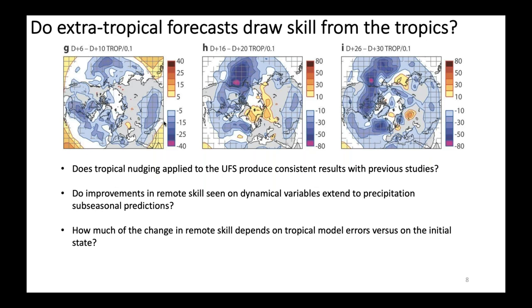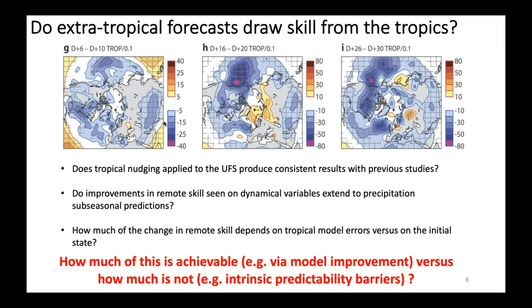And said differently, we're interested in the question of how much of this error reduction is achievable via model improvements versus how much is not, because of intrinsic predictability limits.